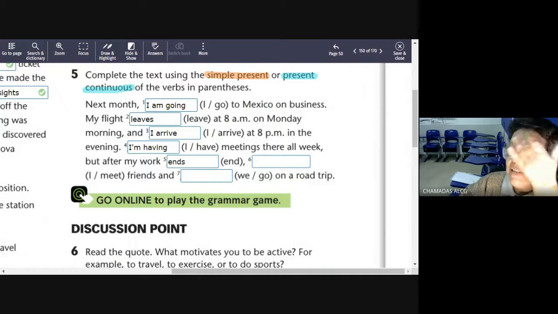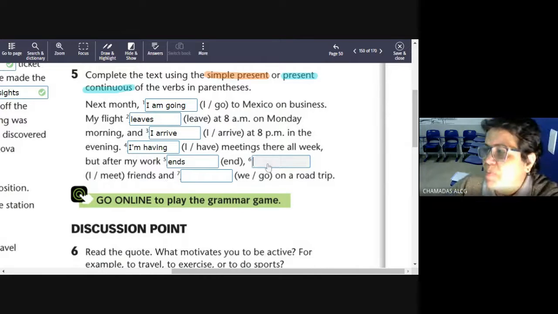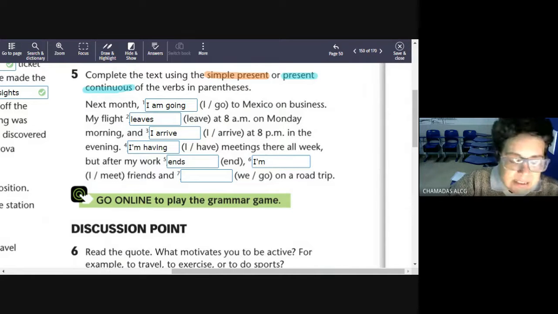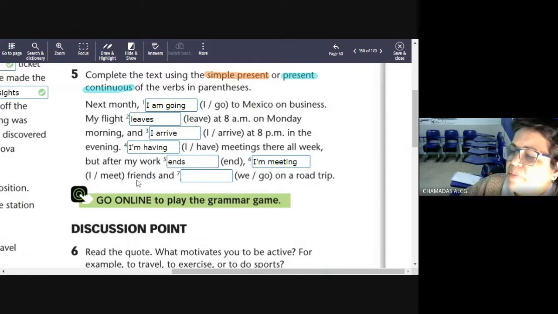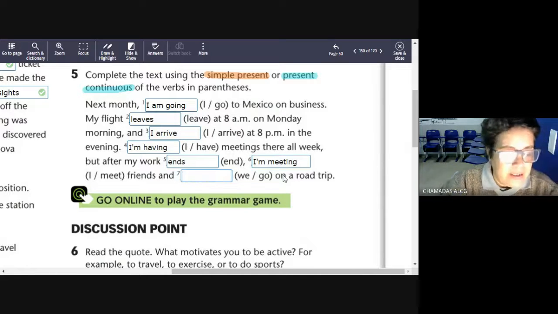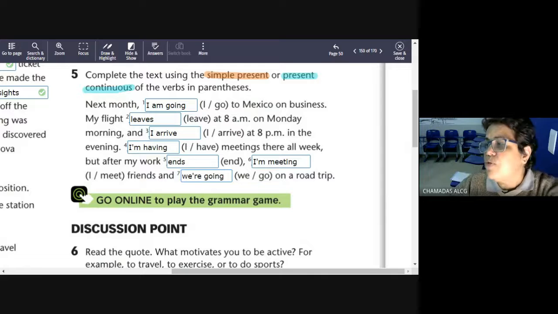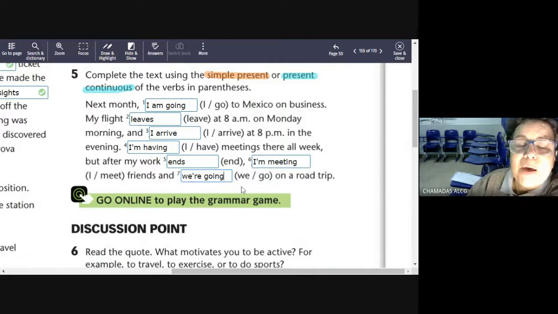You can say, I'm meeting friends, because this is something you already planned. So, subject I again. Let's put contracted. I'm meeting friends and we're going on a road trip. Okay. We're going, present continuous. Why present continuous? Because we are talking about arrangements, not timetable, but arrangements. Okay.